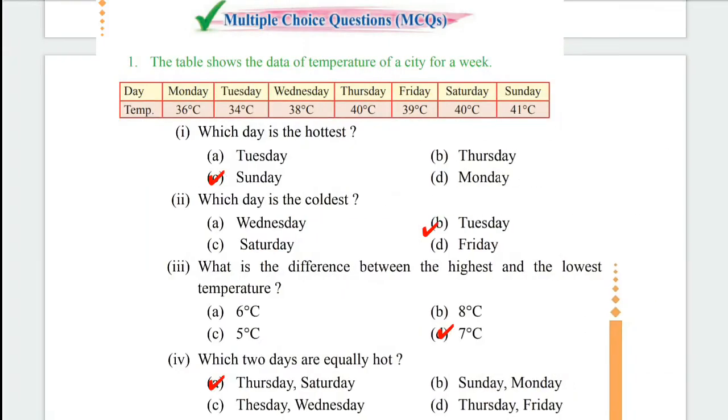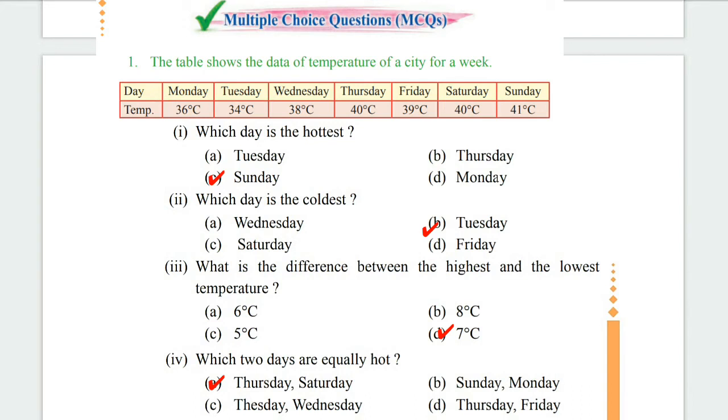Now let's do MCQs. Here we are given some data in tabular form. First, which day is the hottest? Here the answer is option C, Sunday. Second, which day is the coldest? Here option B, Tuesday. Third, what is the difference between the highest and the lowest temperature? Here the difference is 7 degrees Celsius. Fourth, which 2 days are equally hot? Here the answer is option A, Thursday and Saturday.